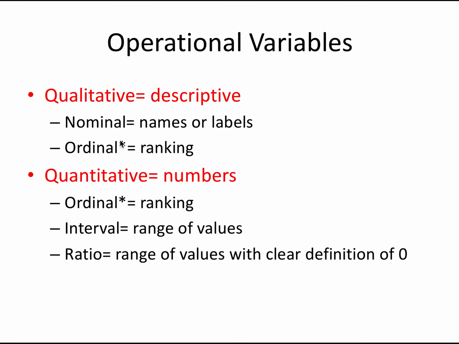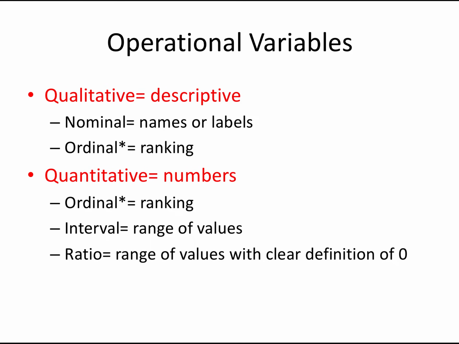Now I put an asterisk here because ordinal can also be quantitative. So quantitative variables are numbers, they're quantities. So an example of an ordinal quantitative variable are things like the Likert scale, which is you would ask on a survey in a cross-sectional study, rank this on a scale from 1 to 7, with 1 being not at all likely and 7 being extremely likely.